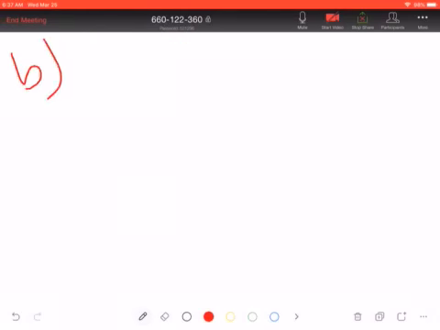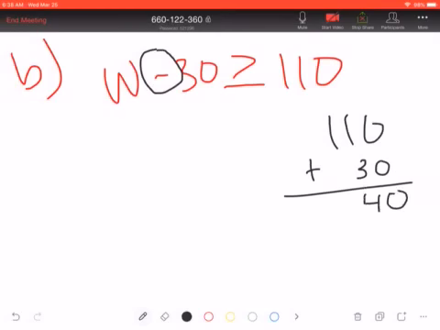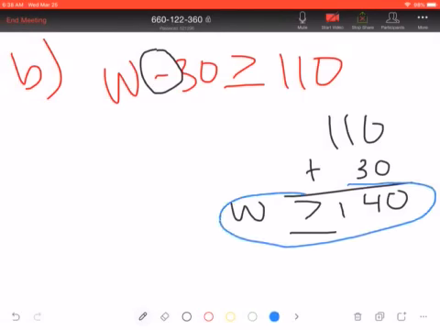B asks us to write an inequality to show all the possible values. So this is just, again, us solving using our inverse operations. So we've got subtraction. So we're going to solve by using addition. So we'll take our 110, we'll add 30 to it, and that should give us 140. So remember, we just want to bring everything else down. So it's going to be W is greater than or equal to 140. So anything that's 140 or more would work for that inequality.